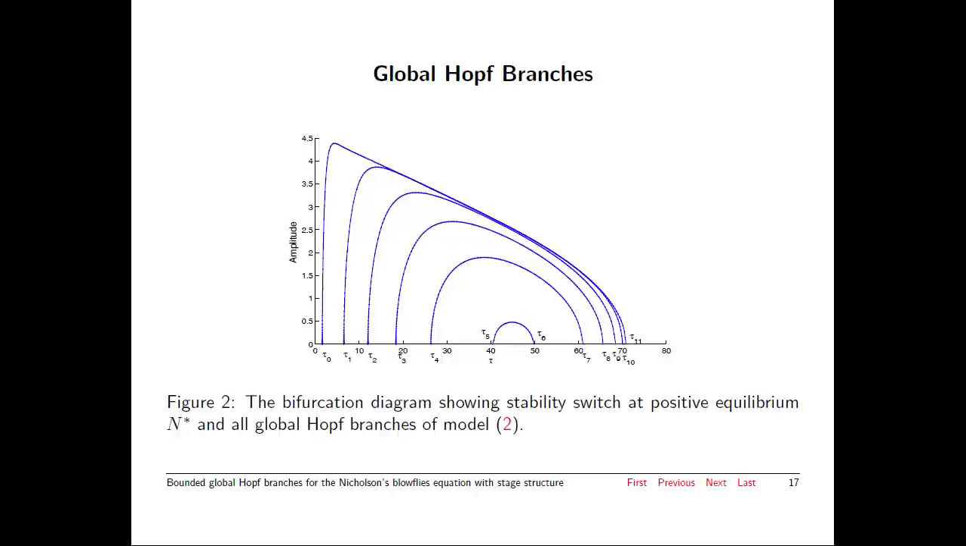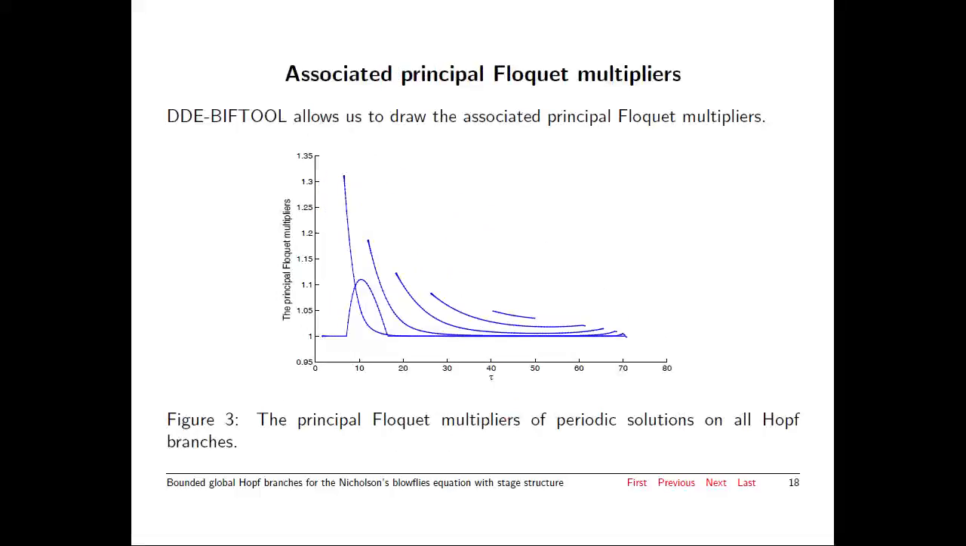As we know, we can calculate the Floquet multiplier. When the principal Floquet multiplier is larger than 1, then the periodic solution is unstable, otherwise it's stable. Fortunately, we can use DDE-BIFTOOL to further sketch the associated principal Floquet multiplier. This is the principal Floquet multiplier corresponding to the first branch, and this is corresponding to the second branch, and third, fourth, fifth, and sixth.